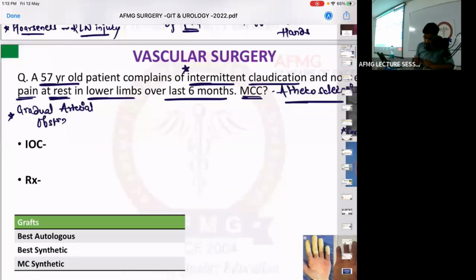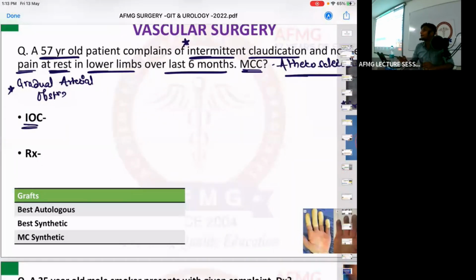What is the investigation of choice? Remember, the investigation of choice should be non-invasive. As long as we can prefer a non-invasive investigation, we will prefer that. If a non-invasive investigation is not available, then we will go for an invasive investigation. So here the investigation of choice is color Doppler. Nowadays we also do an ultrasound B scan along with it, and therefore it is called a duplex scan.